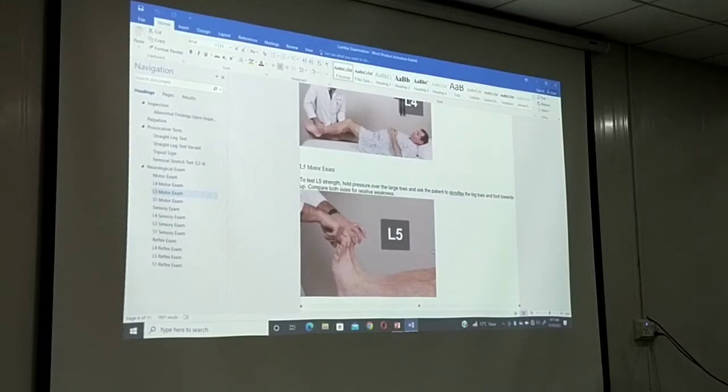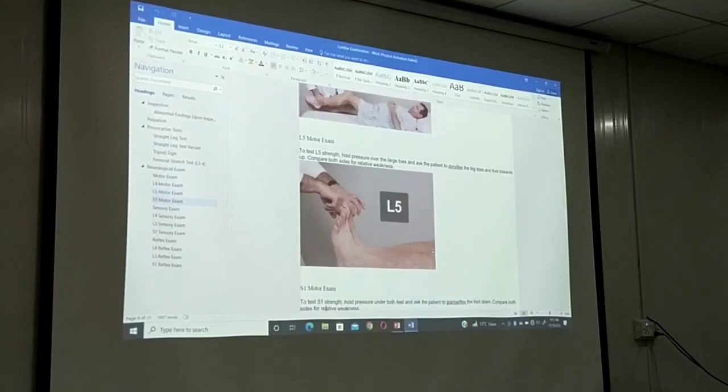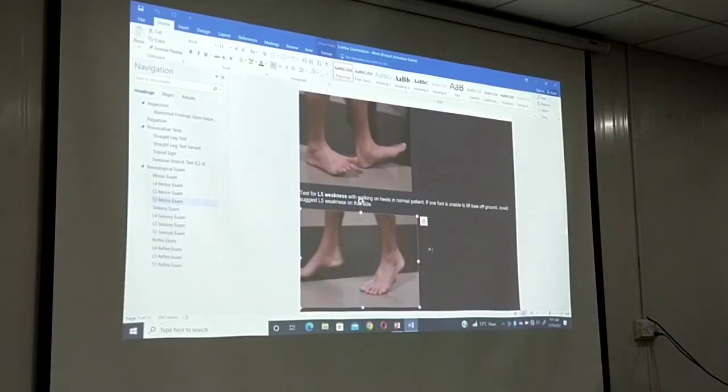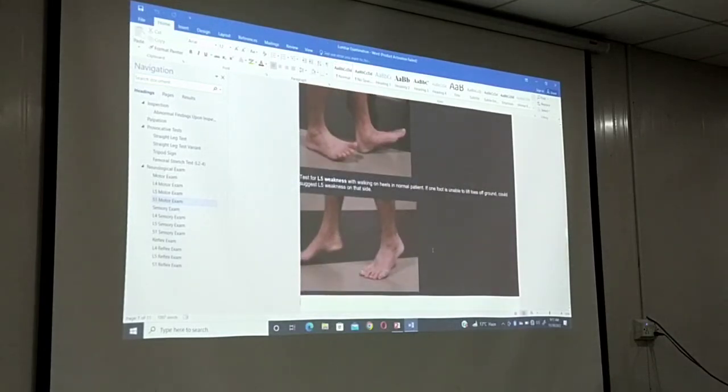This is the myotome distribution of L4, L5, S1. For S1, test plantar flexion, putting pressure against the plantar flexion, or heel walk. This is the easiest way; the patient could do it himself.